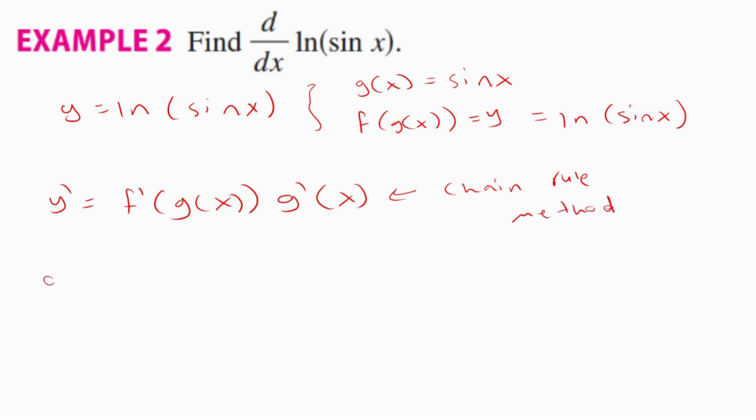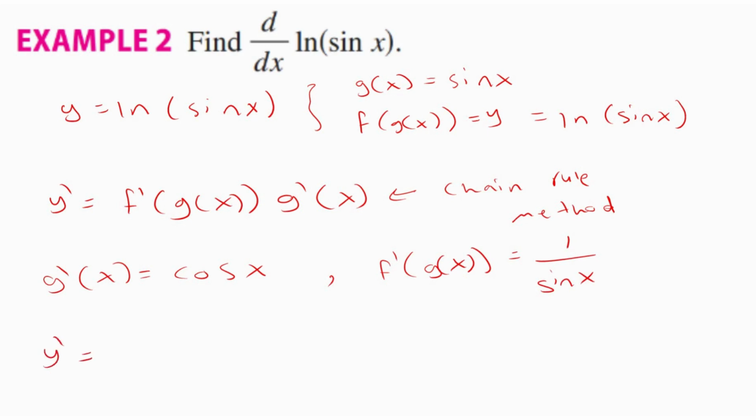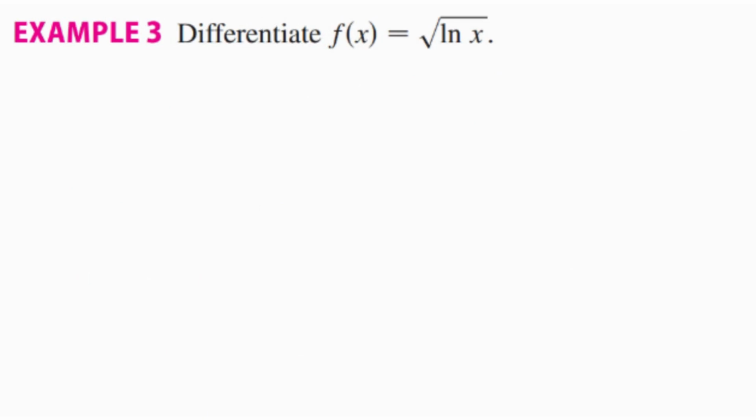So now g prime of x is going to be cosine of x, and f prime at g of x is going to be 1 over sine of x. Now y prime is going to be cosine of x multiplied by 1 over sine of x. So this can be written as cosine of x over sine of x, which will give us in fact cotangent of x.